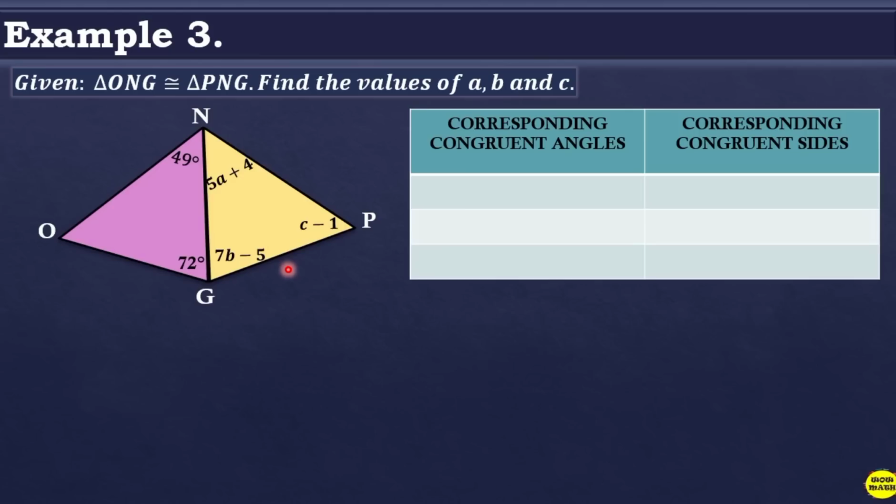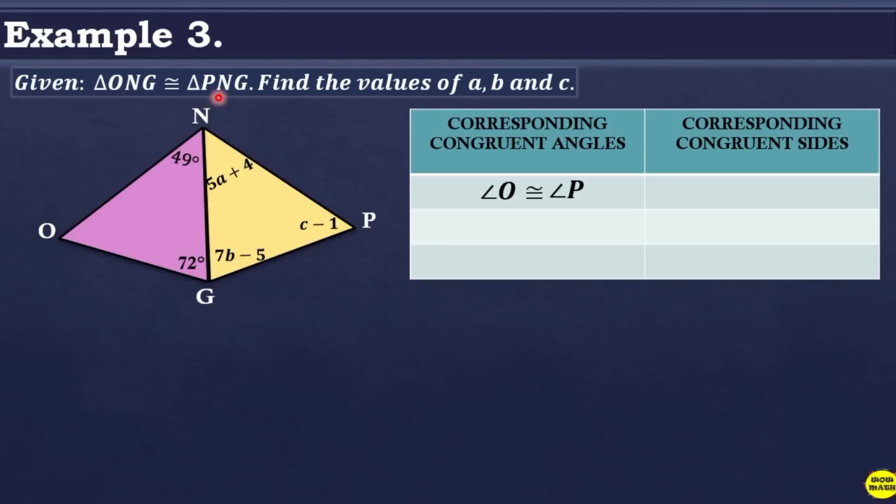Let's have number 3. So, I have here, triangle ONG is congruent to triangle PNG. So, find the values of A, B, and C. So, ang hinahanap natin ulit ay corresponding congruent angles. So, angle O is congruent to angle P. Okay, pwede mo i-check dito.